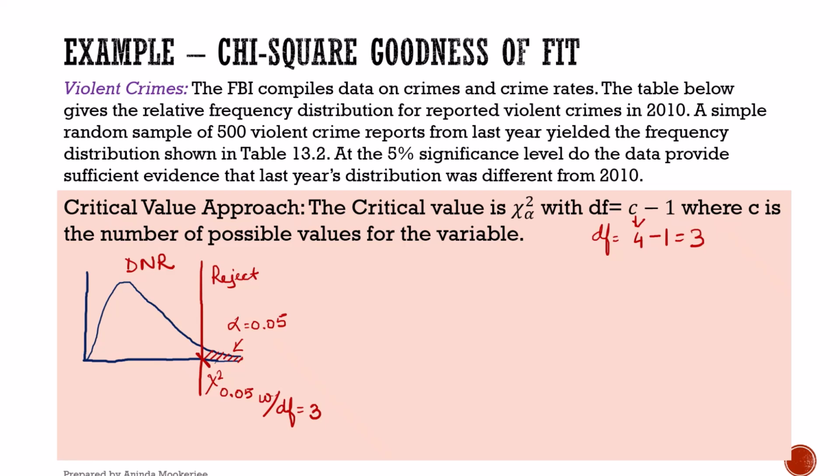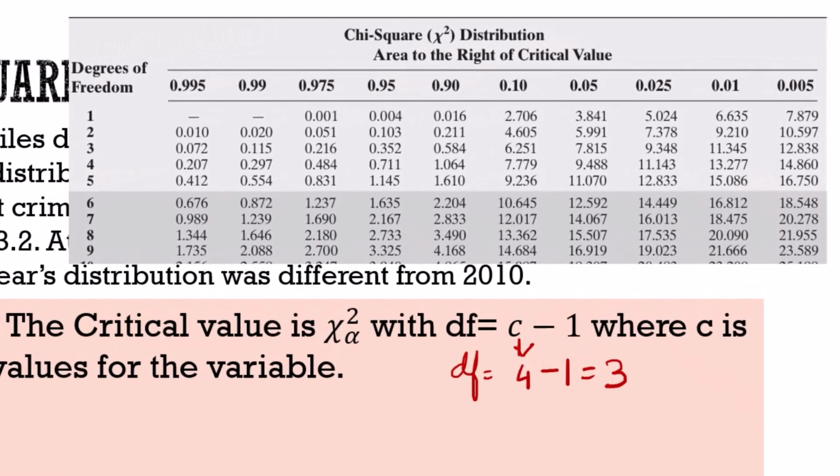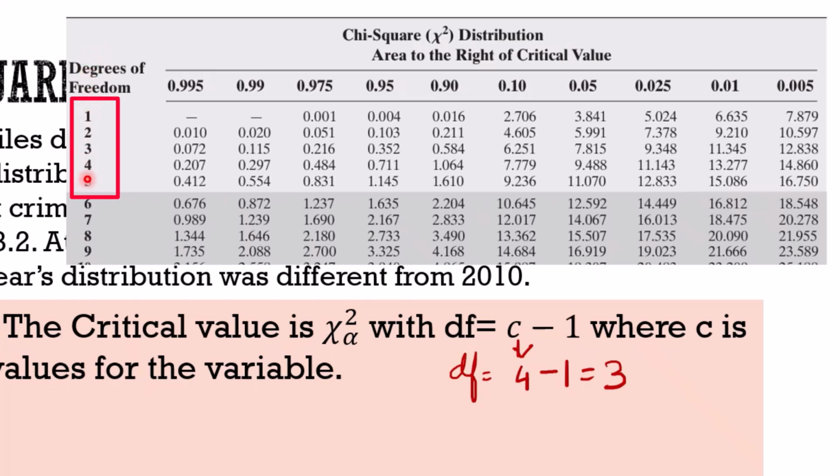So let me just do that here. Here's our table. I'm going to go down the degrees of freedom column on the left hand side until I get to 3, which is our degrees of freedom for this exercise, and then go all the way across until you come to 0.05 for the alpha value, this topmost row. The point of intersection between the row 3 and column 0.05 is 7.815, and that is going to be our critical value.